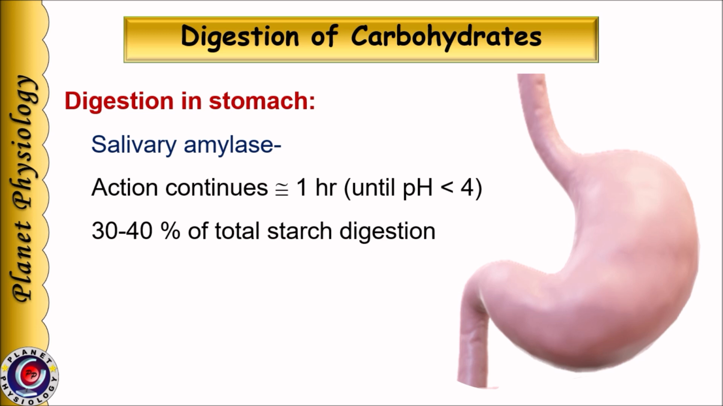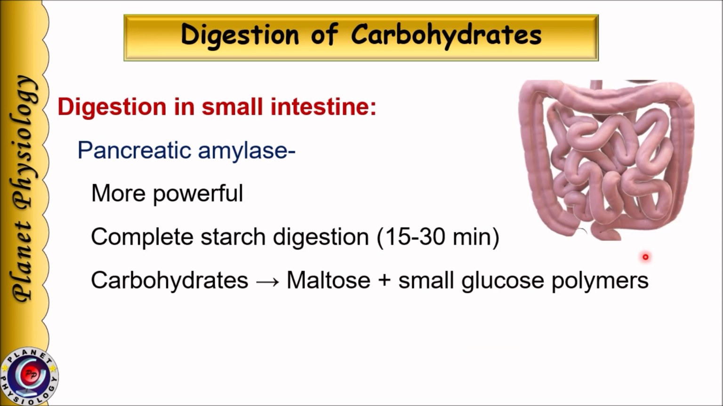But the small quantity of maltose which is formed in oral cavity gives sweet taste to starch, which is basically tasteless substance. Action of salivary amylase further continues for about an hour or so in stomach until the pH of gastric contents becomes less than 4. During this time, about 30 to 40% of the starch digestion is completed. As chyme passes into small intestine, it gets mixed with pancreatic juice, and now pancreatic amylase acts on remaining starches to convert them into maltose and glucose polymers and causes complete starch digestion within half an hour duration.